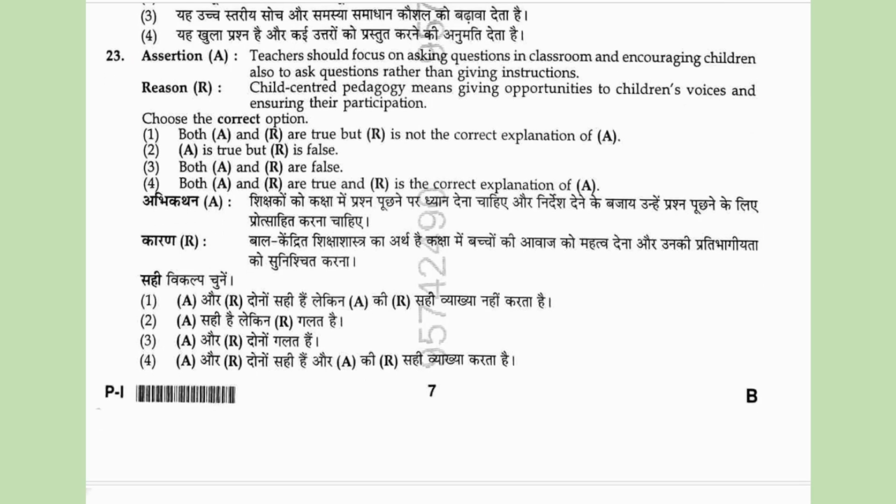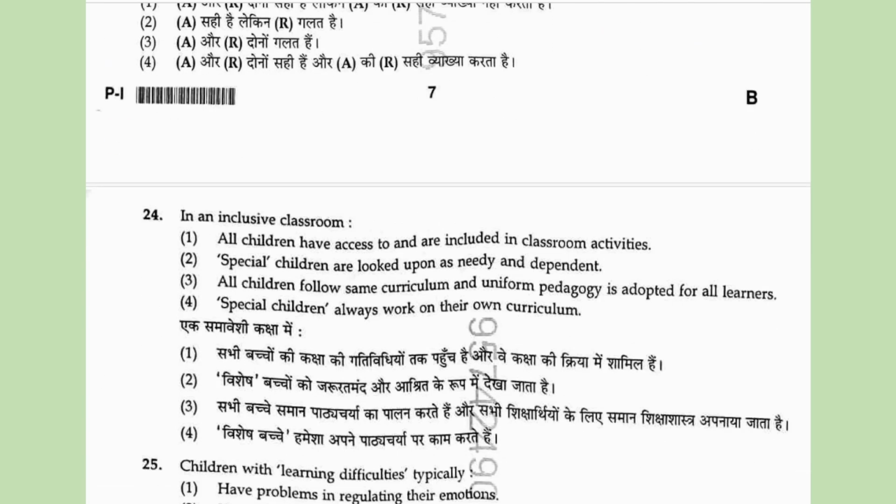Teachers should focus on asking questions in the classroom and encouraging children to ask questions rather than give directions. Very true. Child-centered pedagogy means giving opportunities to children's voices and ensuring their participation. So both A and R are true, and R is the correct explanation for A.